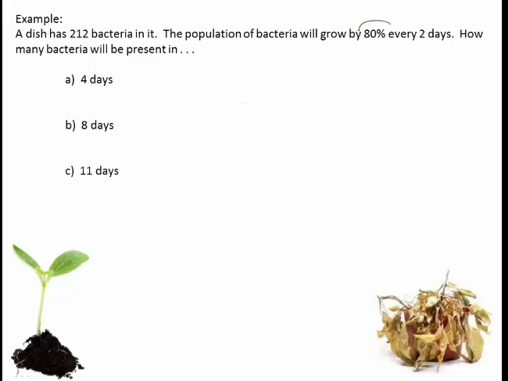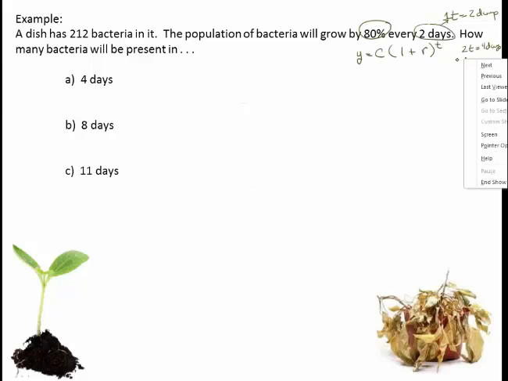We have a percentage increase, and that means we need to use y is equal to c times 1 plus r to the t. Now the t in this case is not years, it's every 2 days. So t is equal to 2 days. So that would be 1t. So 2t would be 4 days. 3t would be 6, etc. So when t equals 2, that's 4 days. When t equals 3, that's 6 days, etc.